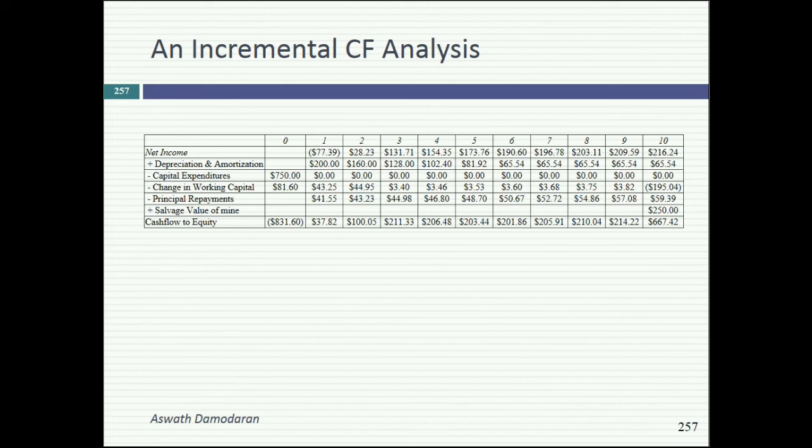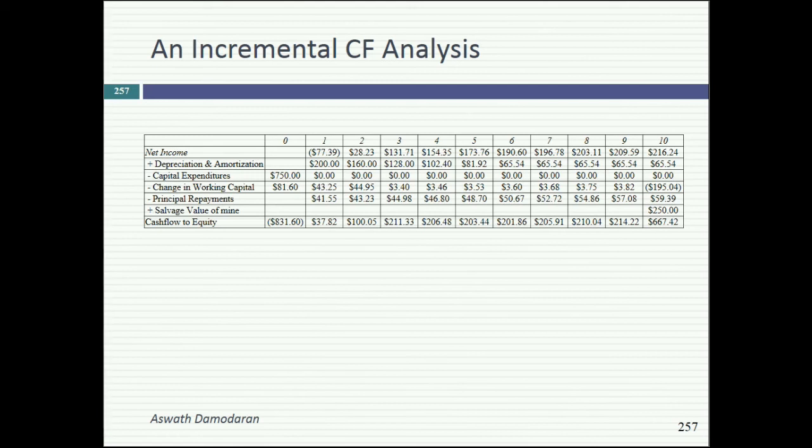But notice the one extra item that has popped up. Now I have to subtract out principal repayments. Why? Because I'm an equity investor. I get only whatever's left over after I've paid the bank. And when I subtract out principal repayments and incorporate the salvage value, I'm assuming I can sell it at book value. You know why I do that? Because if I sell at any price other than book value, I'm going to have a tax consequence, right? I don't really want to mess with it. So the salvage value is set equal to the book value.